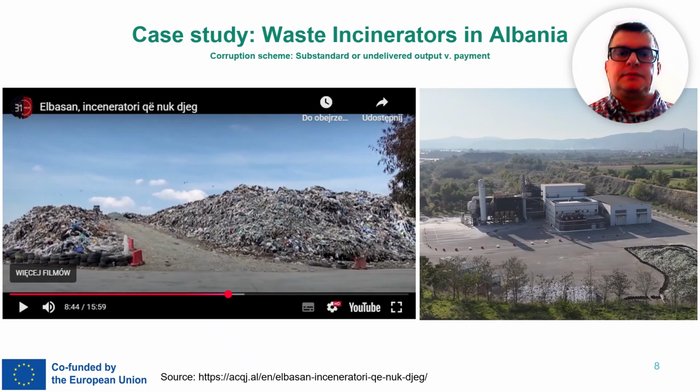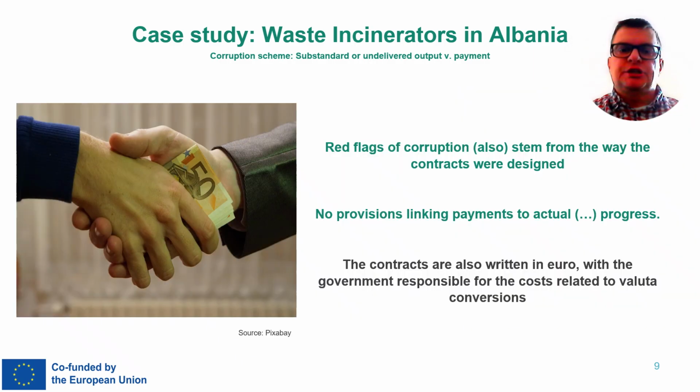In the case of this project in Albania, the red flags of corruption also come from the way those contracts were set up. For example, there were no rules tying payments to the actual progress of the work. And on top of that, the contracts were written in euros, which meant the government had to cover all the costs of currency conversions.